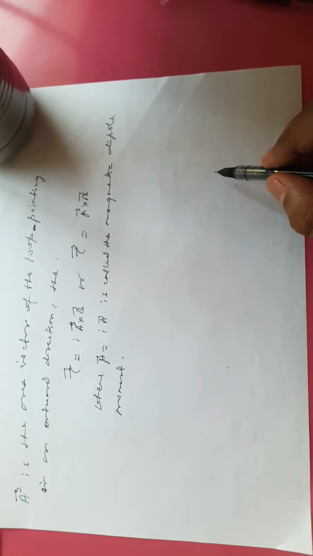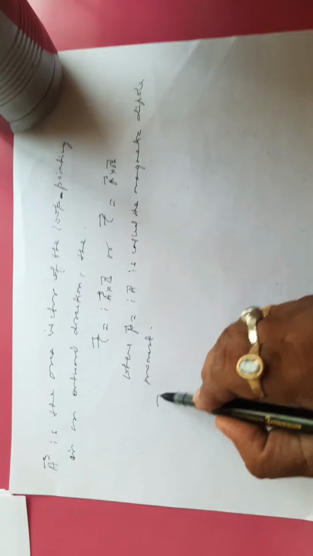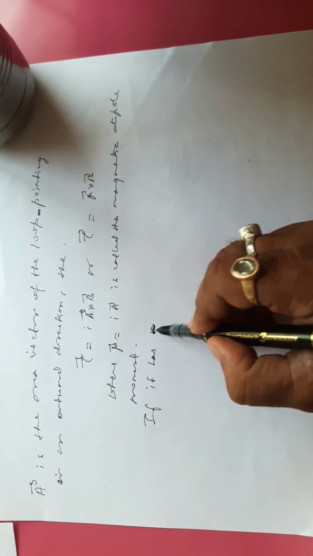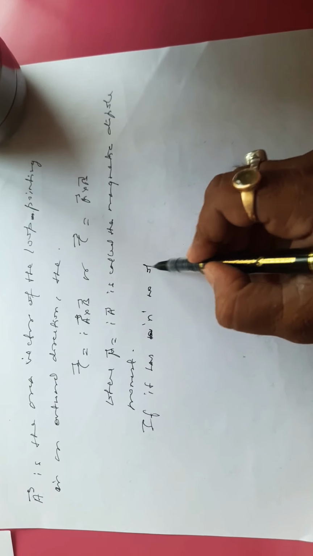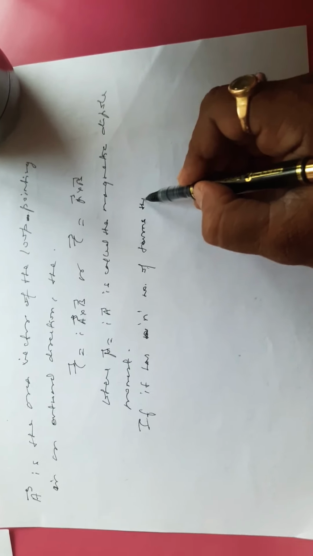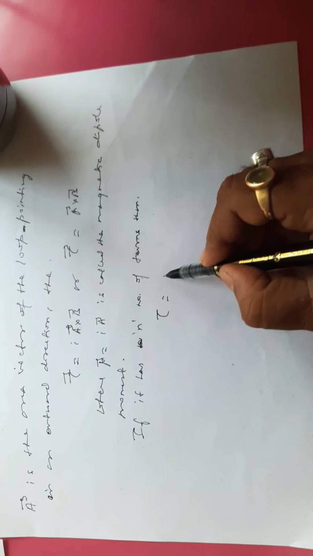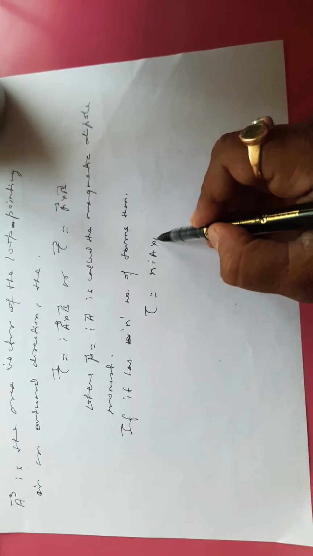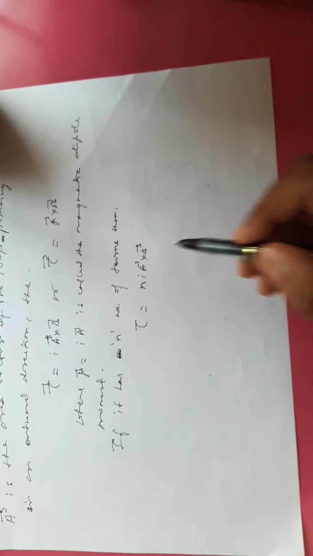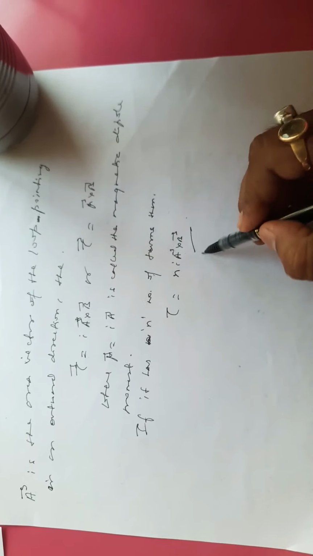So this is one of the derivations as far as torque on a current loop is concerned. If it has N number of turns, then tau will be equal to N I A cross B. So this is how it works. Thank you.